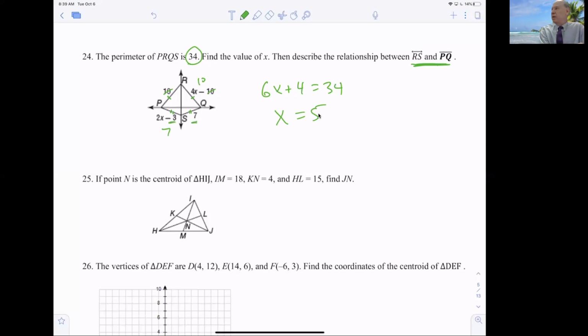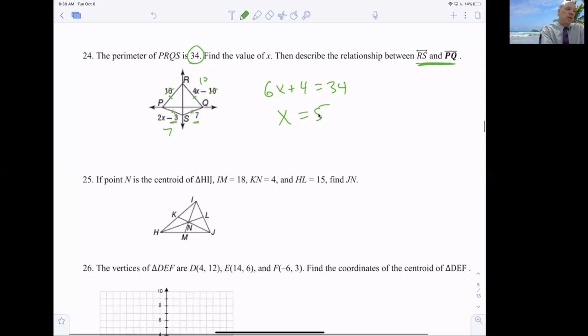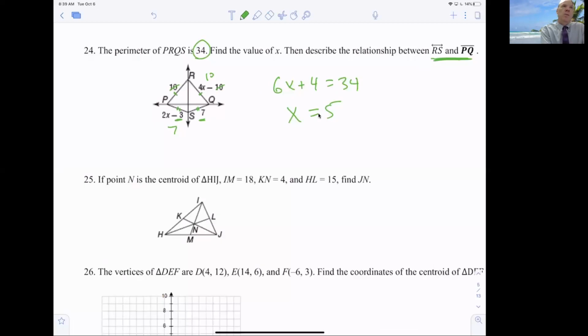And 10 and -10 cancel, right? All right, sorry about that, guys. Again, everybody look at 24. I kind of messed that up, so I want to make sure everybody's clear. Everybody okay with that? The perimeter is 34, so I added all the sides up.